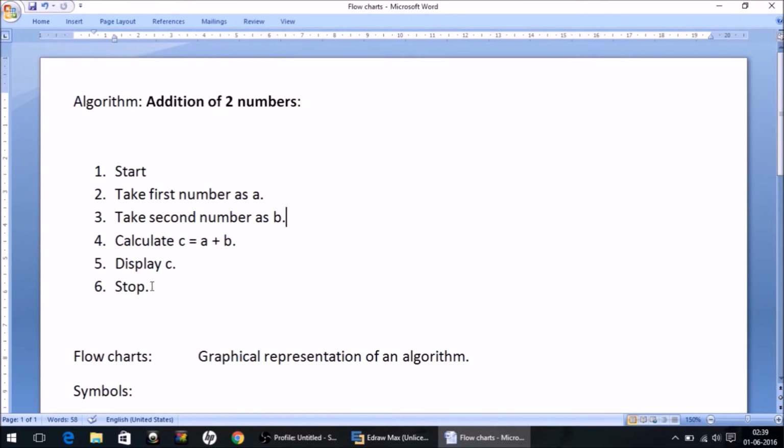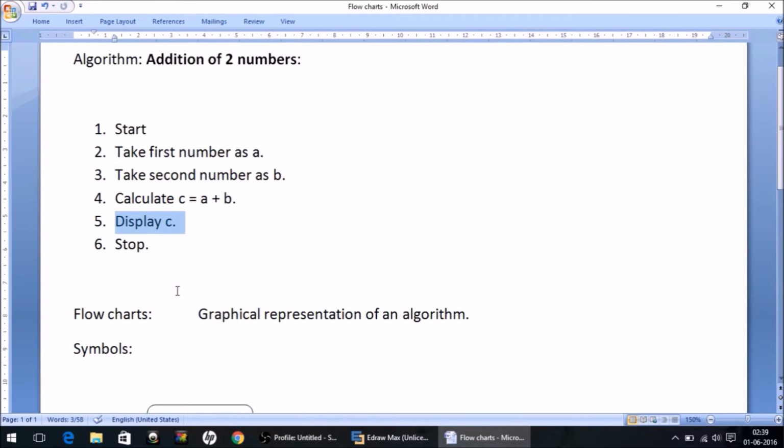If you remember the previous lecture, we had written this algorithm for addition of two numbers. The machine starts the process, it takes a number and stores it in A, second number is stored in B, then C is equal to A plus B is calculated, and since the result is stored in the memory location C, it displays it on the screen. It's quite simple. Now, talking about flowchart, it is basically a graphical or symbolic representation of an algorithm. That's a simple and straightforward definition for a flowchart.